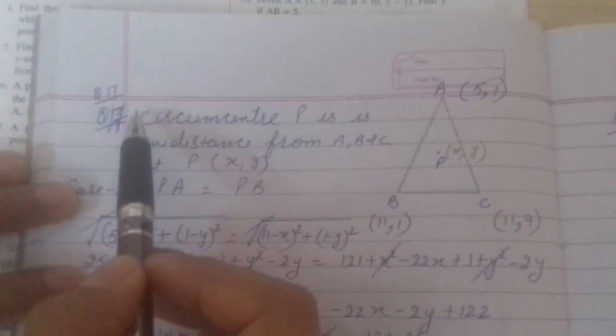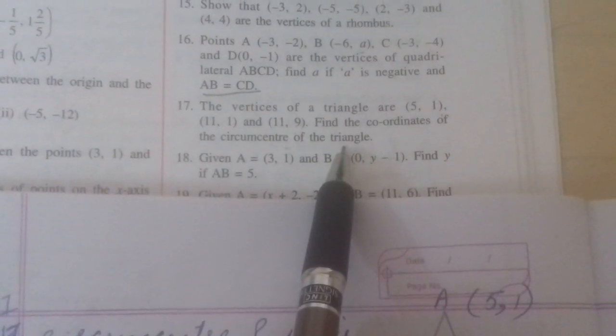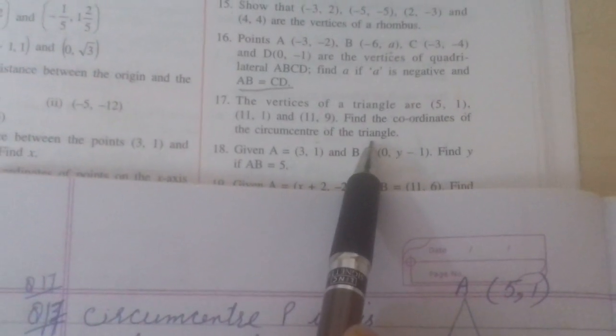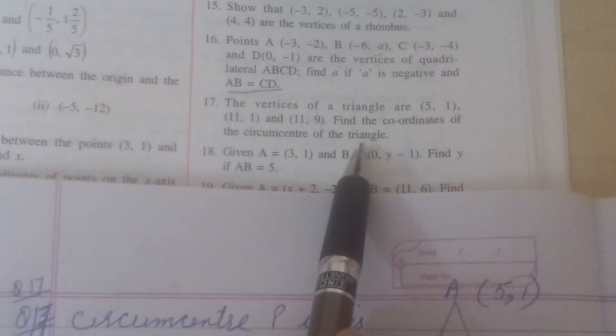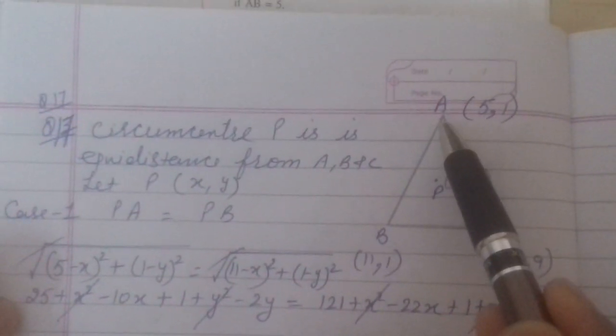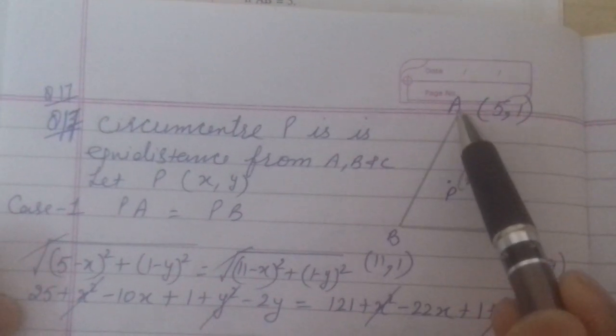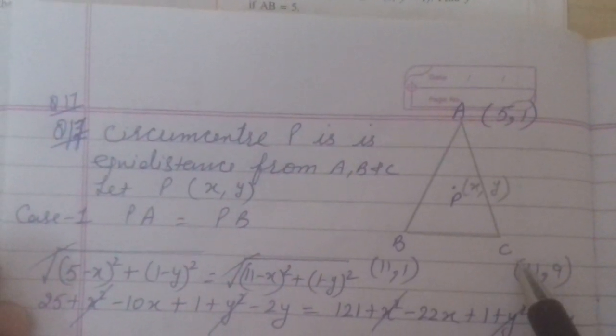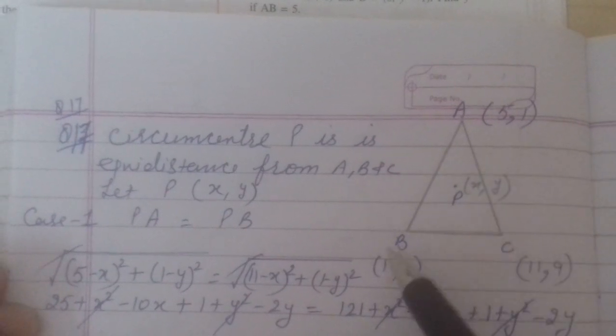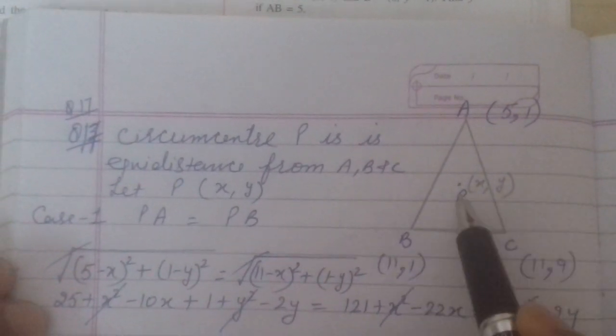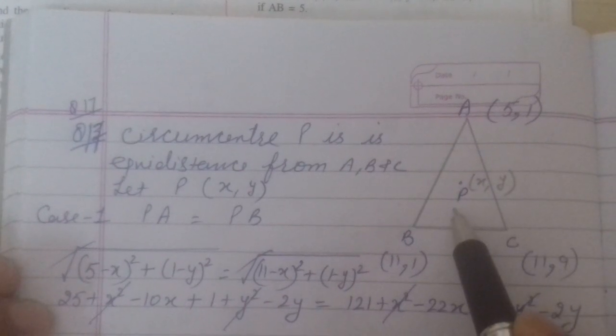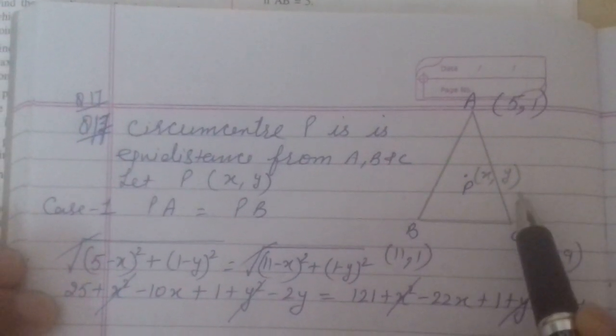Now, question number 17. The vertices of the triangle are this, this and this. Find the coordinates of the circumcenter of the triangle. Now you have to find the coordinates of the circumcenter. Mark, this question is very important. Mark it in the book. So children, what you have to do? First you have to draw a triangle and mark it as A, B and C. As the coordinates are given, you can mark the coordinates over here. And in between you take a point P which is the circumcenter and mark that point as x, y.